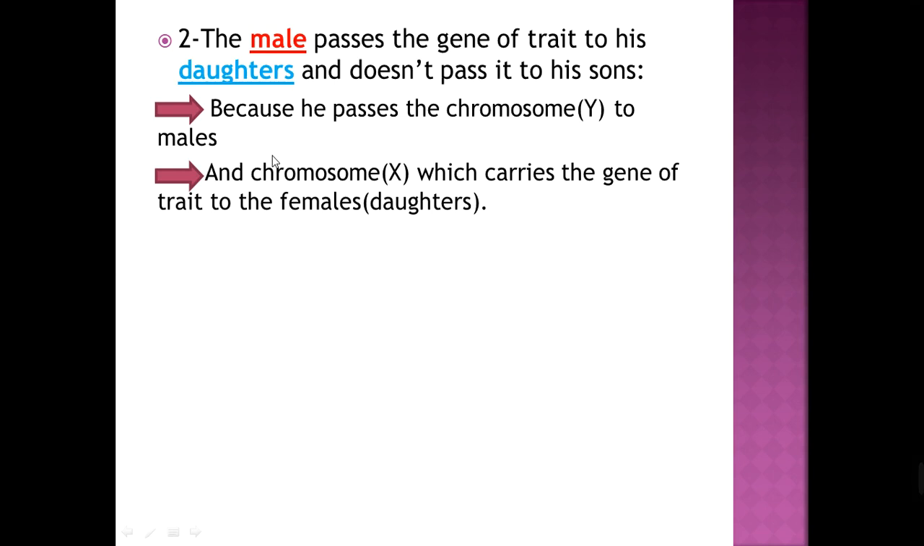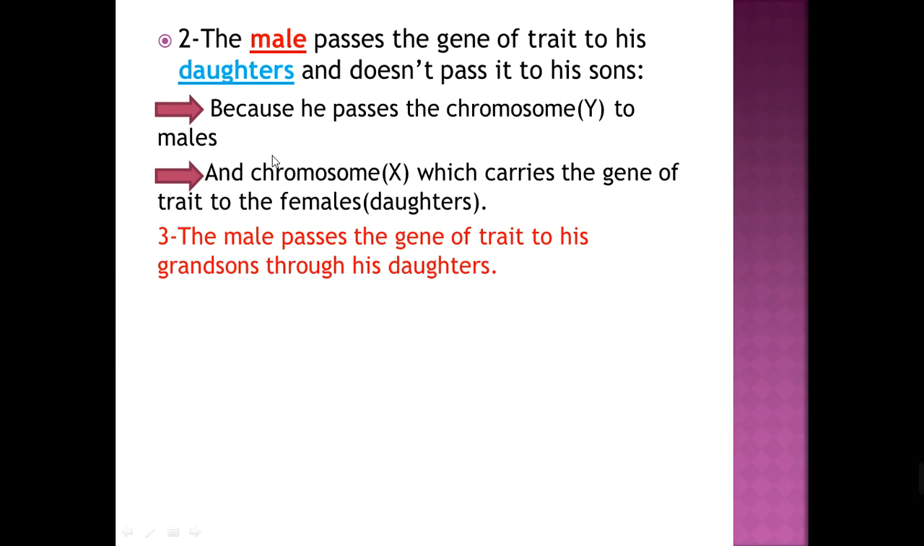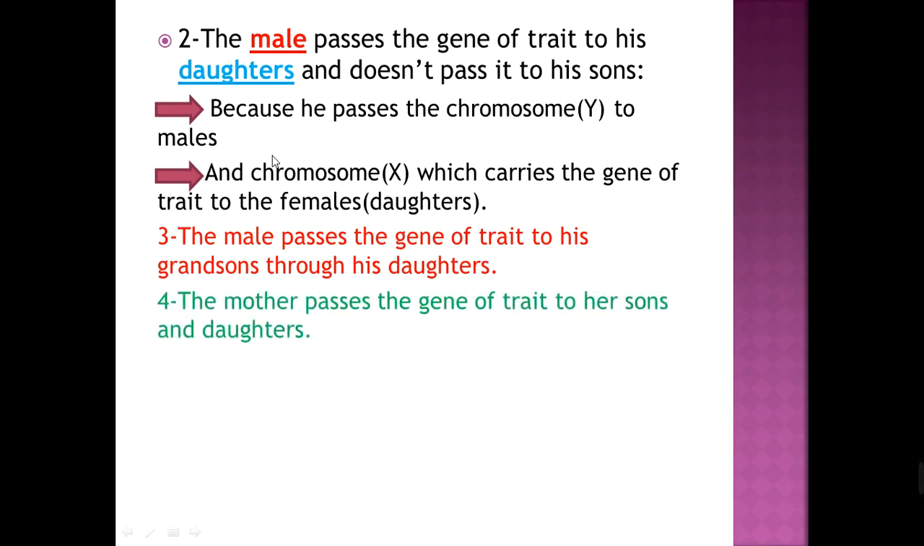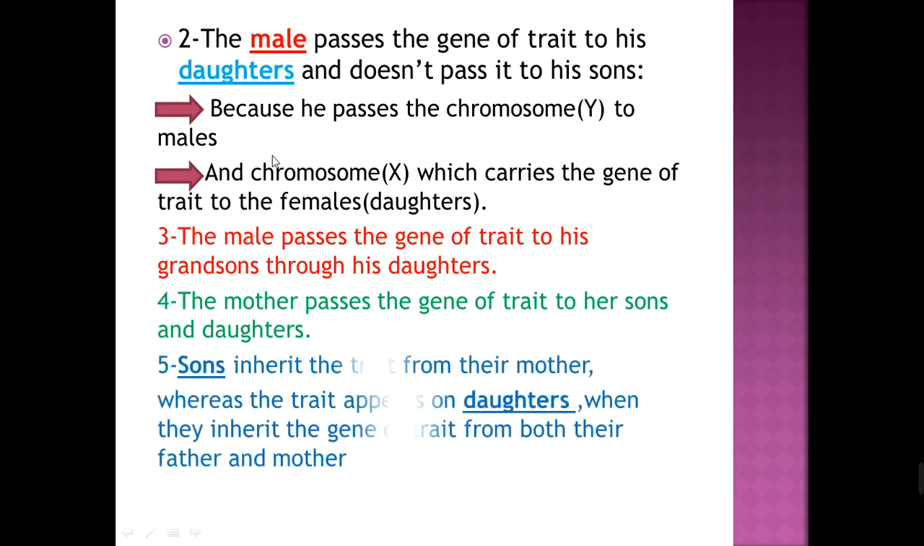But the carrier mother who takes the X chromosome from the father will transfer it to her daughters or her sons. So the female which is a carrier will transfer this gene from her father to her daughters or her sons, both of them. She can carry the character to both her daughters and her sons. So the male will pass the gene of the trait to his grandsons through his daughters, which are carriers. The mother, as we said before, passes the gene of the trait to her sons and daughters, and sons will inherit the trait from their mothers, not from their fathers, whereas the trait appears in daughters when they inherit the gene of the trait from both their father and mother.